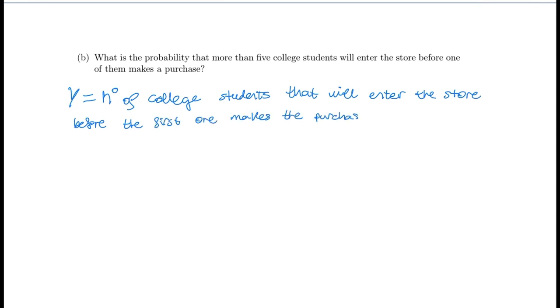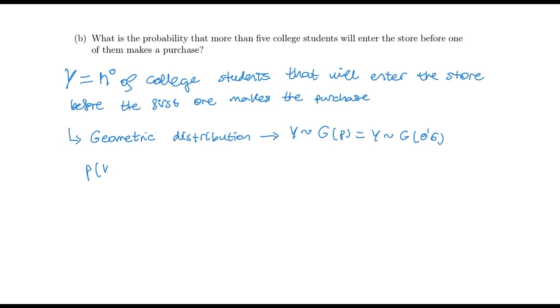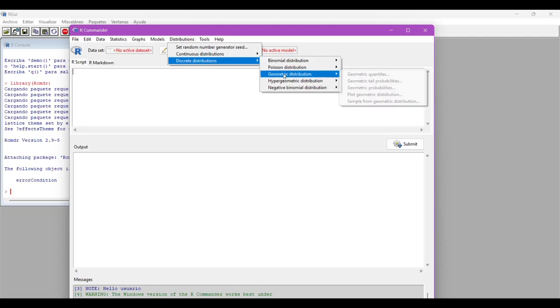As they ask for the first success, which is the first college student making the purchase after 5 students that don't make the purchase, which is the number of failures, we can use a geometric distribution, and the parameter is the probability of college students making the purchase, which is 0.6 because all of them have the same one. So with our commander, we can calculate the probability of Y being higher than 5, which is 0.0041.